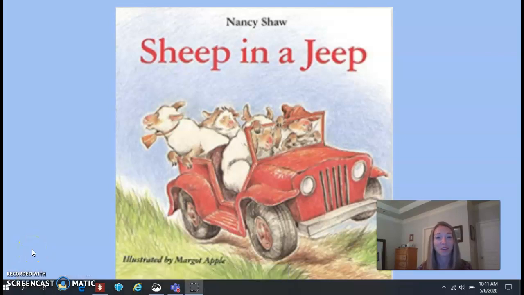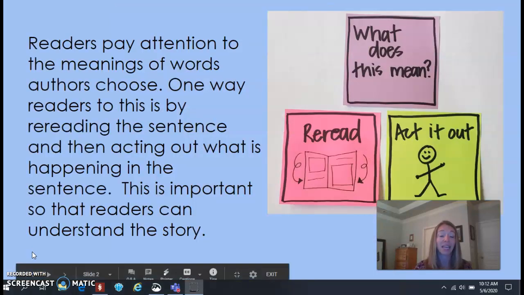Hello, kindergarten readers. You just finished this very fun book called Sheep in a Jeep. In this book, there were lots of words that had very similar meanings. Today, I want to teach you that readers pay attention to the meanings of words.